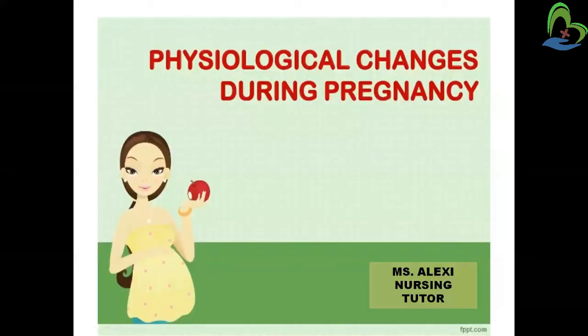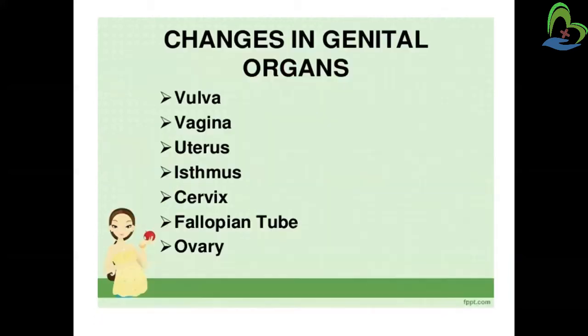Now, what are the changes that are observed during pregnancy? The physiological changes that occur during pregnancy are explained in a systemic way, and the changes are seen localized too. Here, the changes of the genital organs have been observed in the parts: vulva, vagina, uterus, isthmus, cervix, fallopian tube, and ovaries.